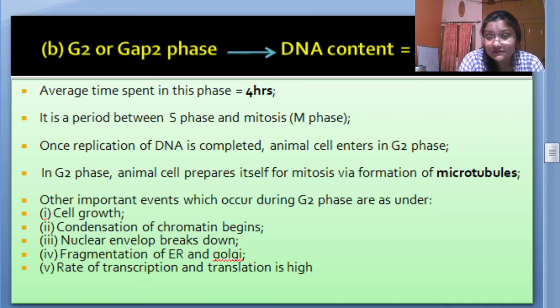Condensation of chromatin begins. We know that during the mitotic phase, the chromatin, which is otherwise dispersed and not visible very well, the genetic material is not visible. But at the beginning of mitosis and the end of G2 phase, the chromatin starts to condense and the chromosomes become thick. The nuclear envelope breaks down, so that there is no boundary between cytosol and nucleus. Otherwise, the genetic material is inside the nucleus and separated from the cytosol. But now the nuclear envelope will break down.